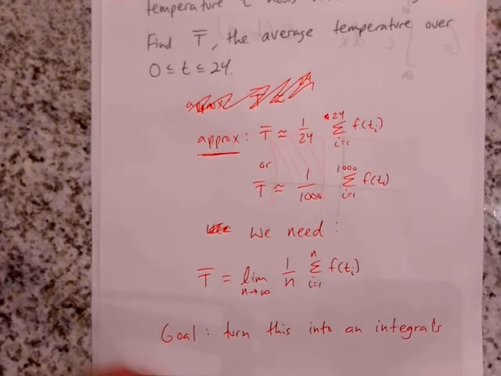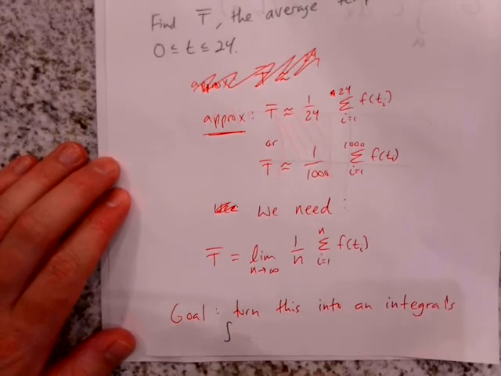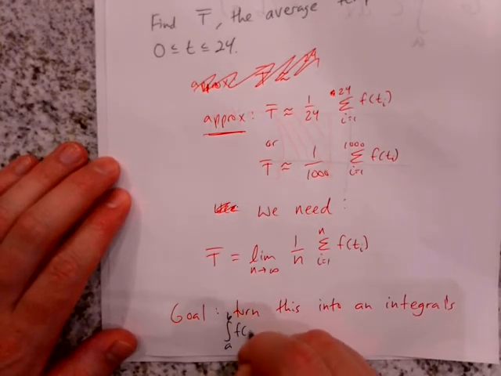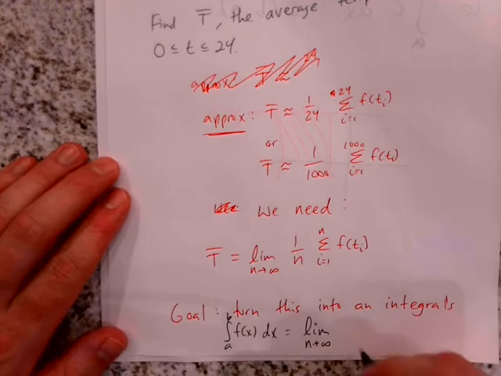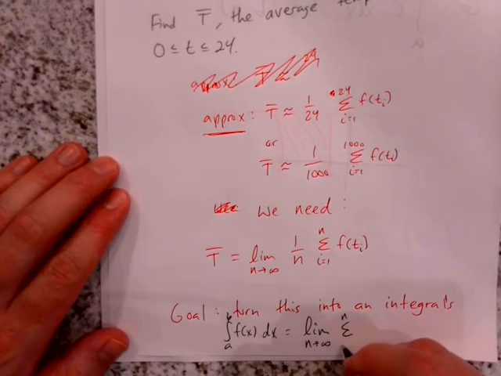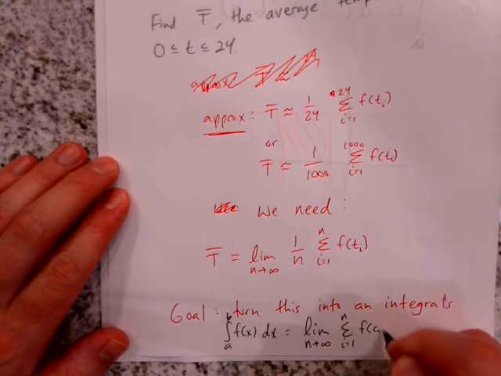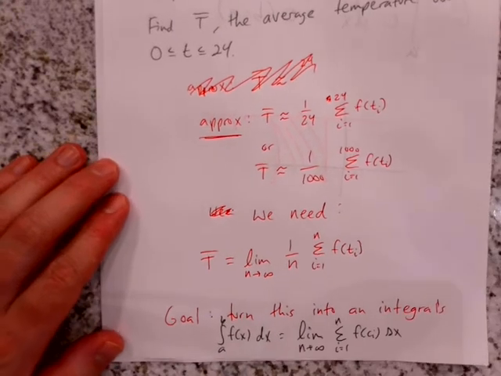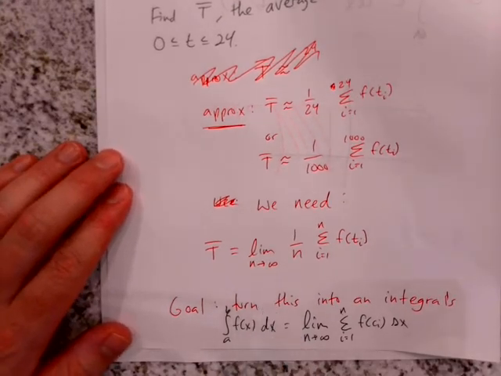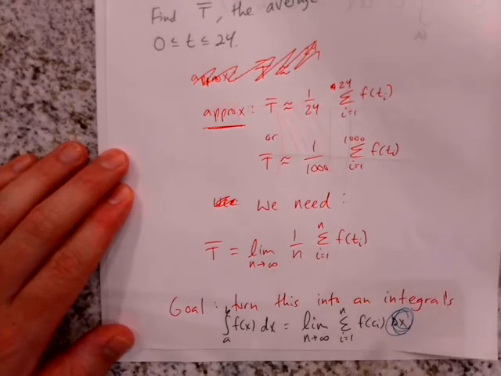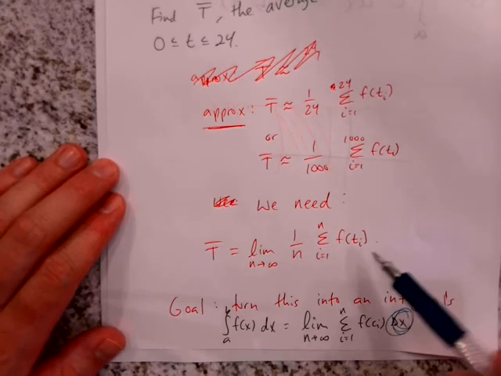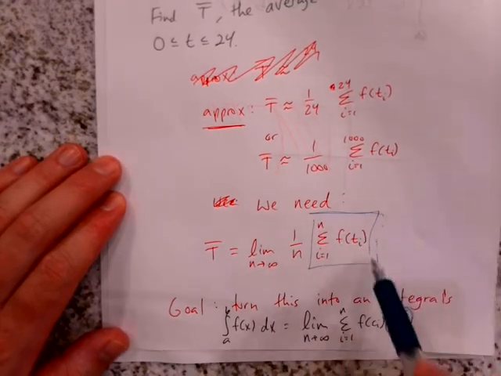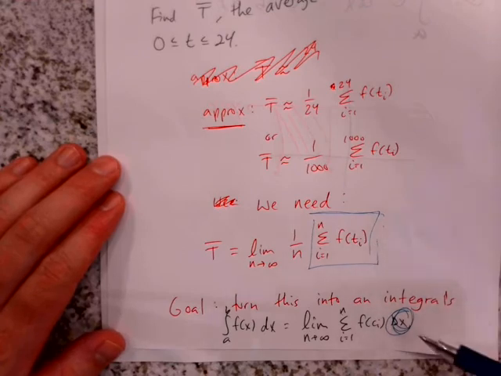Integrals come from Riemann sums, right? The integral from a to b of f of x dx is the limit as n goes to infinity, if delta x is constant, of the sum from 1 to n of f of c sub i times delta x. Pretty much what we're missing so far is that delta x. This can't be turned into an integral because this is not a Riemann sum. It is not a Riemann sum because delta x is missing.